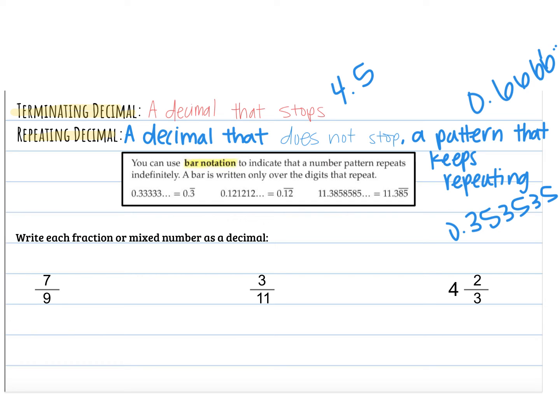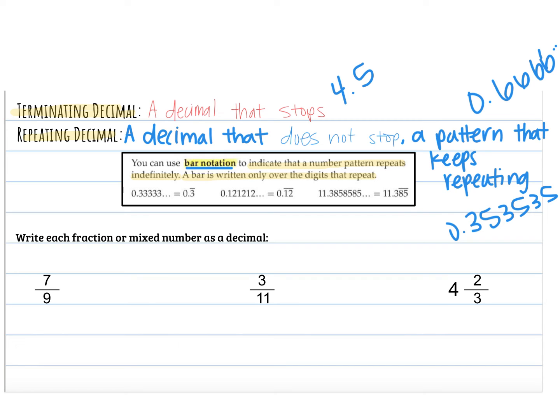It's got a pattern to it that keeps repeating. That's a repeating decimal. When we have a repeating decimal, then we use this bar notation, another vocab word to write down, along with the definition. So this is a bar to indicate that a number pattern repeats indefinitely. A bar is written only over the digits that repeat. So where that 0.3 and 3 keeps going forever, we would write it as 0.3 with the bar notation over the 3. The next one, 1, 2, 1, 2, 1, 2, we would put the bar notation over the 1 and the 2. Where the next one, it goes 3, 8, 5, 8, 5. It's only the 8 and the 5 that are repeating, so you only put the bar notation over that.